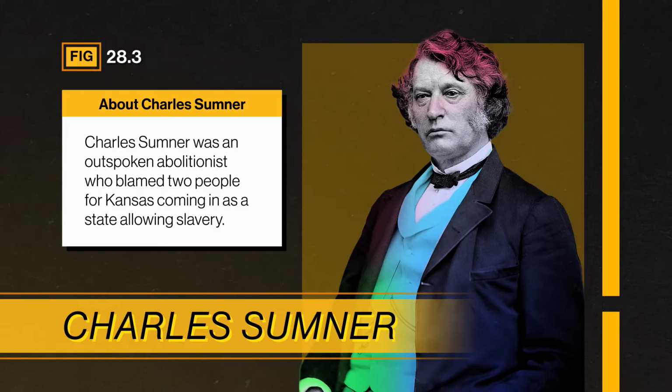On May 19, 1856, the Republican Senator Charles Sumner of Massachusetts took the Senate floor. Sumner was an outspoken abolitionist who blamed two people for Kansas coming in as a state allowing slavery: Stephen Douglas, an Illinois senator, and Andrew Butler, a South Carolina senator. On the Senate floor, Sumner got a little heated. He called Douglas a noisome, squat, and nameless animal, not a proper model for an American senator. And he claimed Butler was having an affair with the harlot slavery.